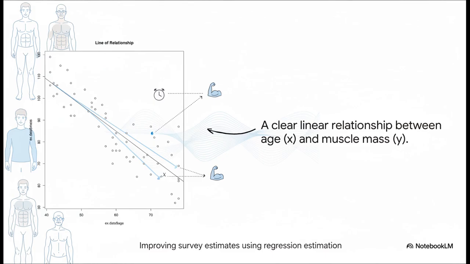You can see a really clear linear relationship between age on the x-axis and muscle mass on the y-axis. If you know someone's age, you can make a much better guess about their muscle mass than if you knew nothing at all. And that's the whole insight in a nutshell. If our variable of interest, our y, is correlated with some other variable, an x, and we have more info about that x, we can use that relationship to sharpen our estimate of y.